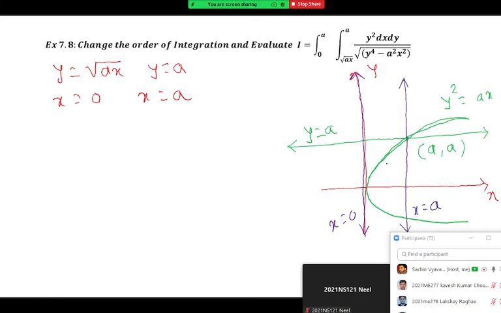Which one is the region? This one. The region first of all is between x equal to 0 and x equal to a, then y equal to root x to y equal to a. So which one is the region? The upper portion. Yes, this is the correct region. If you take a vertical strip, you'll observe y will vary from y equal to root x to a. Here y is root x, and here y is a, and that is the given limit. So this is the correct choice of the region.